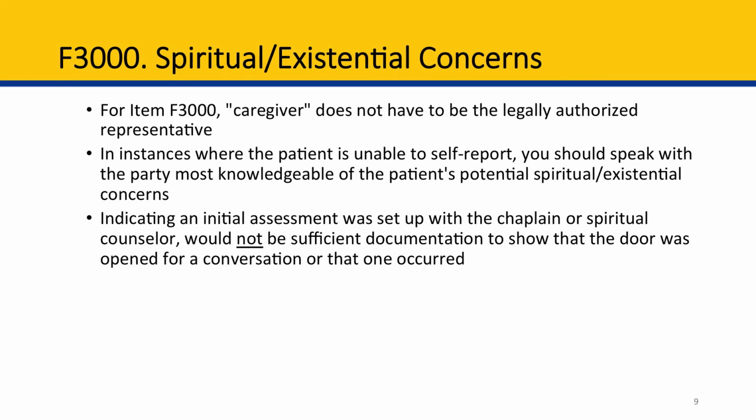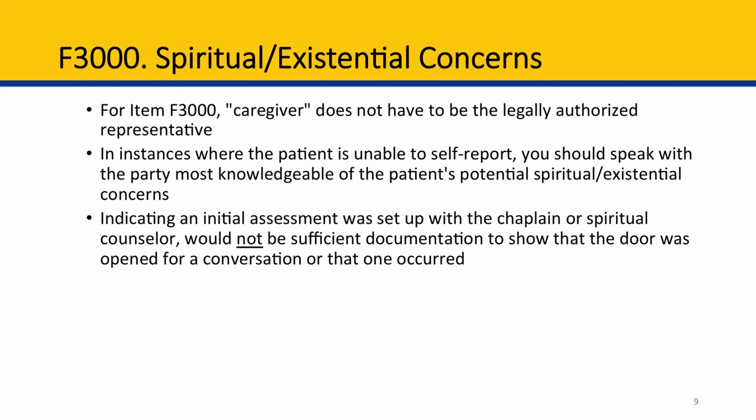The last item in Section F is F3000. F3000 asks whether the patient and/or caregiver was asked about spiritual existential concerns. Again, it is intended to capture evidence of a discussion or an attempted discussion. Right off the bat, you'll notice one difference between F2000, F2200, and F3000.